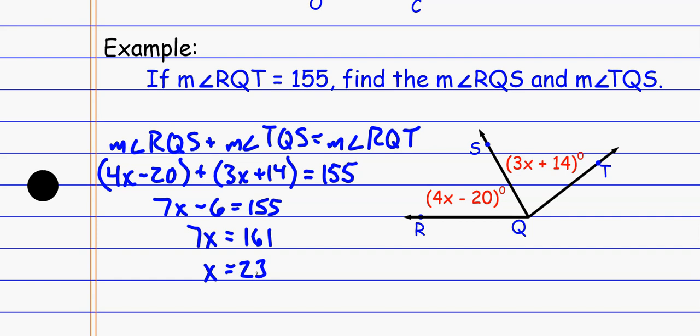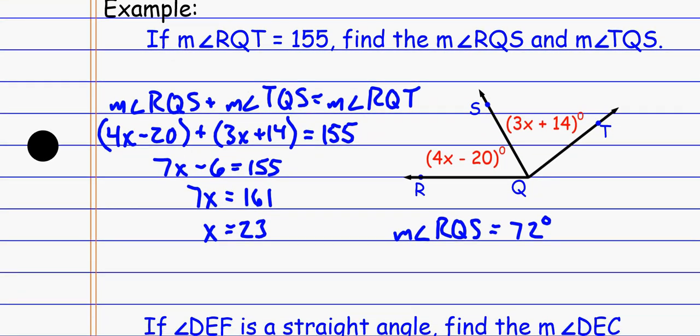See, in algebra, we're used to this: x equals this, I'm done, I did it. No. This asks for the measurements of the angles, so I have to plug these back in. I plug that 23 back in. For that first angle, I do 4 times 23 and then minus 20. That gives me 72. So the measure of angle RQS equals 72 degrees. Make sure you have that kind of unit listed.